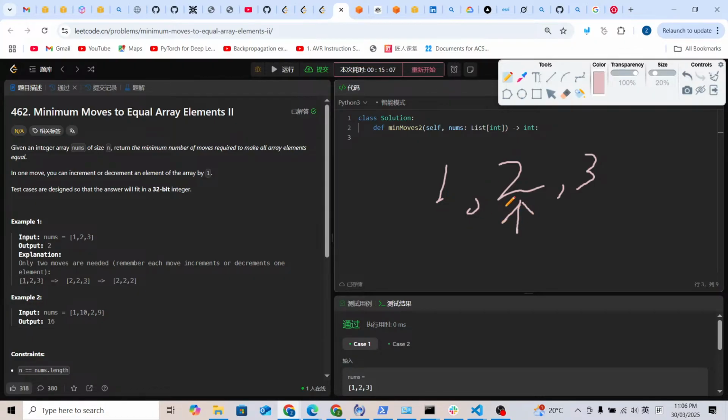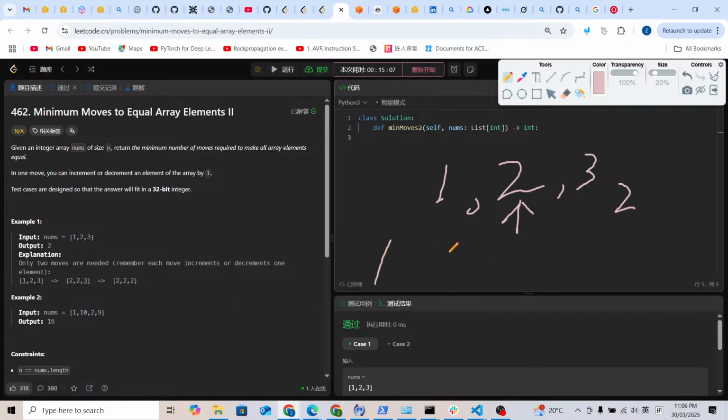It is 2. We're going to fix this mid number, and all other elements are going to reach this number. For 1, how can we reach 2? It's going to be plus 1. For 3, how can we reach 2? It's going to be minus 1. So how many moves? It's going to be 2.